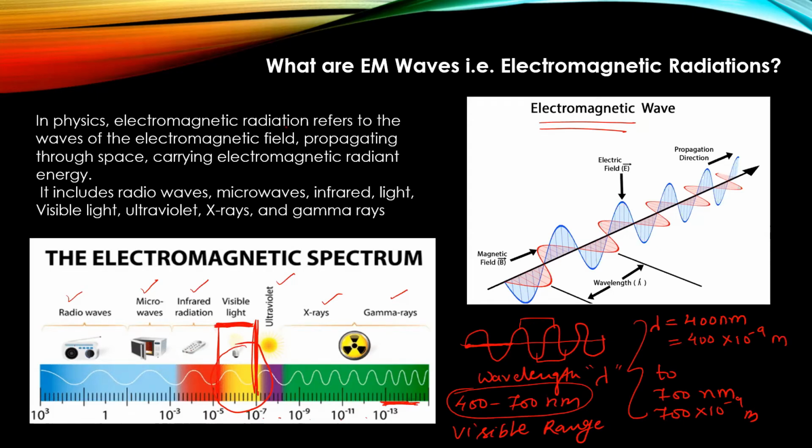Electromagnetic radiation refers to the waves of an electromagnetic field propagating through space, carrying electromagnetic radiant energy. We are going to do this in detail in our higher grades, 11th and 12th. No need to take tension about that. Just remember, visible light, which we see, is a type of electromagnetic wave, and only waves with a wavelength of 400 to 700 nanometers are visible to us.